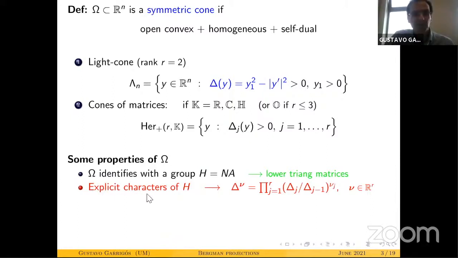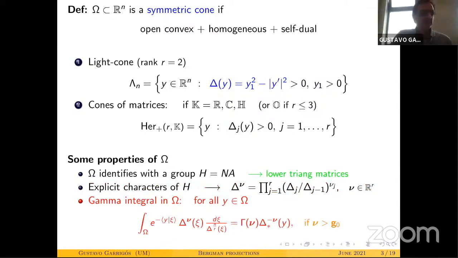The second important object that we need is the characters of this group. So actually they are explicit. They coincide with the characters of A. And since A are diagonal matrices, they are basically the entries of the diagonal matrices raised to different powers. So this notation corresponds to exactly that. So delta j over delta j minus one, which are the principal minors, will give you the jth entry in the diagonal matrix A when you make the decomposition, raised to the power nu j, and then you multiply over the possible entries. And this is the definition of a generalized power or a generalized determinant that we are going to use in this work. So these things are explicit.